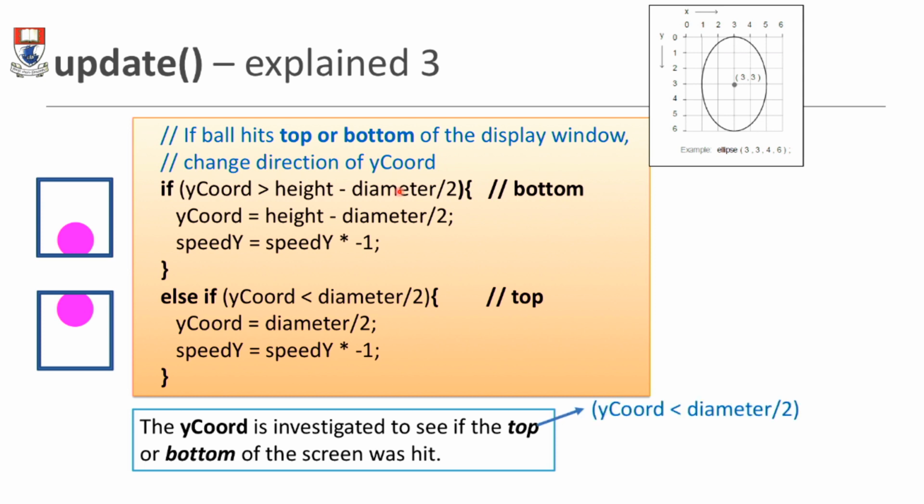We know we're at the top of the screen when the y-coordinate is less than the radius, and we know we're at the bottom of the screen when the y-coordinate is greater than the height minus the radius.